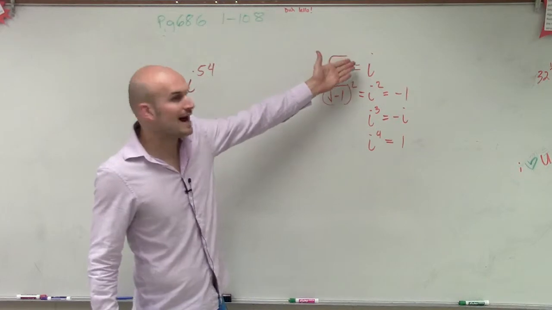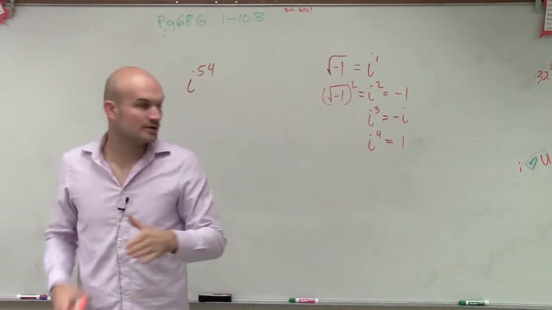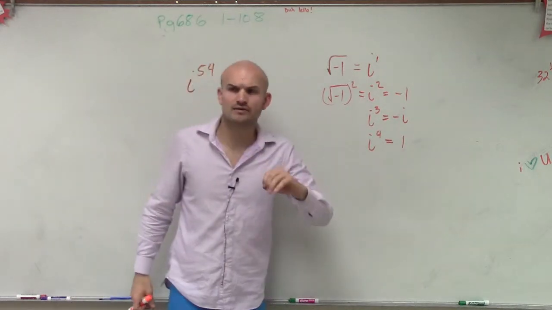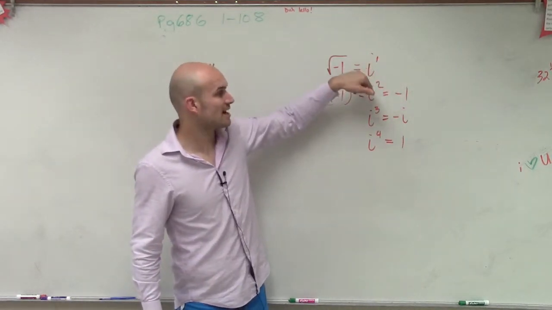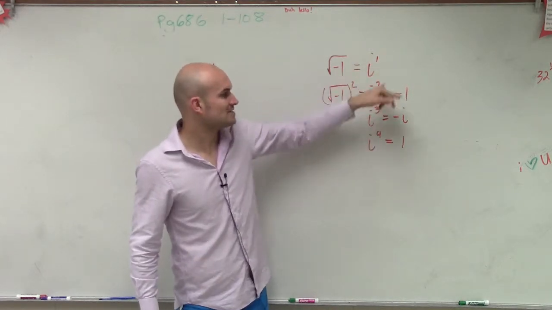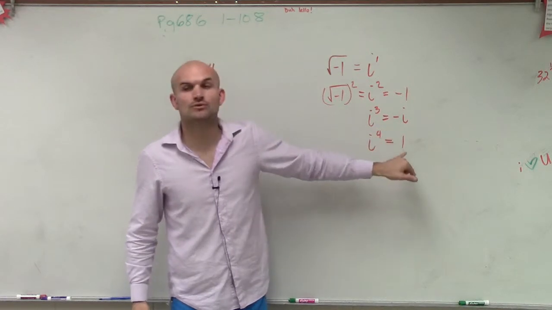So we have i to the first power. Mallory, I'm going to have to ask you to move if you can't have this written down, right? All right, so i to the first power is i, i squared equals -1, i cubed equals -i, and i to the fourth equals 1.